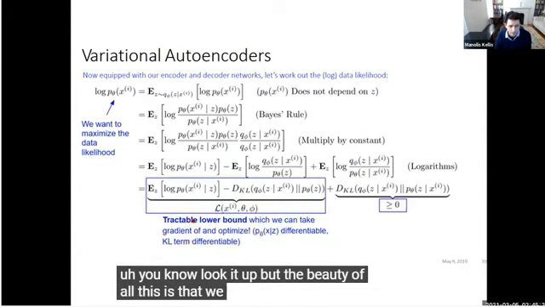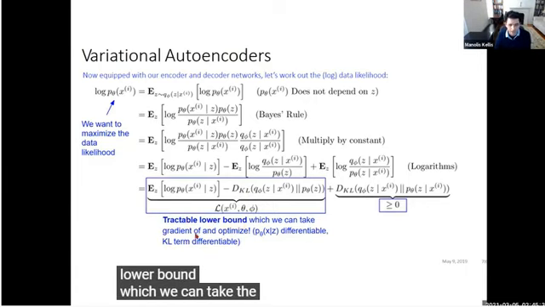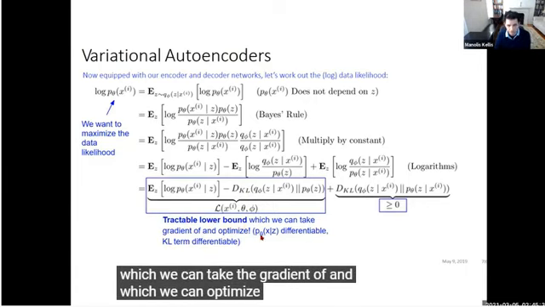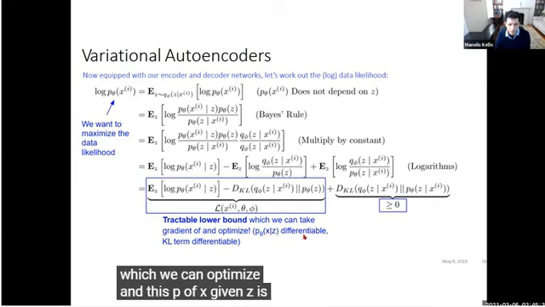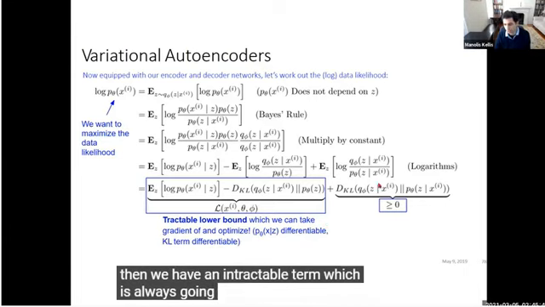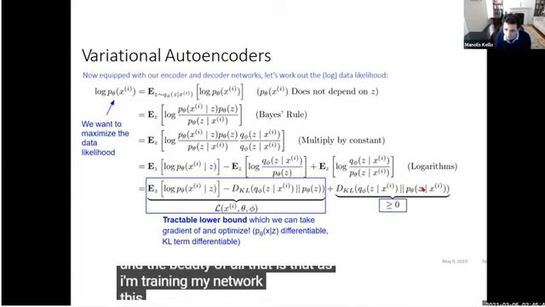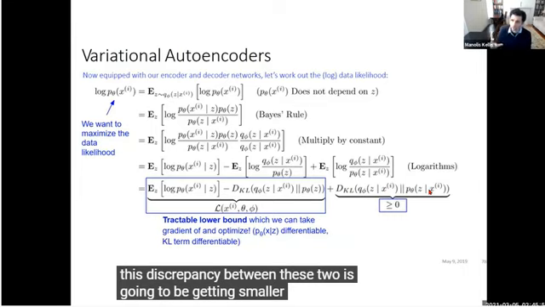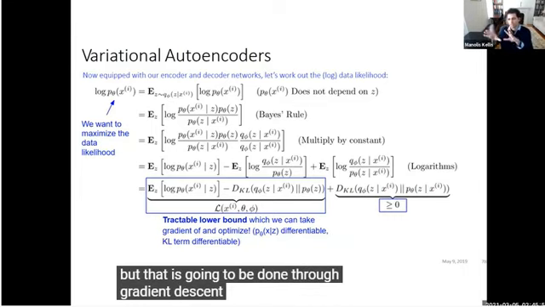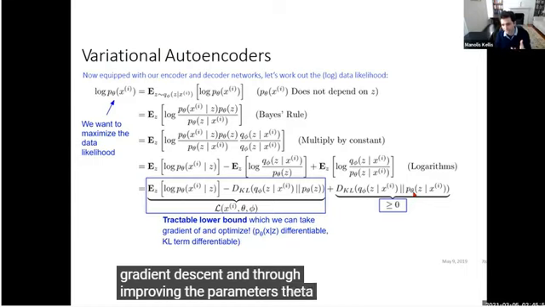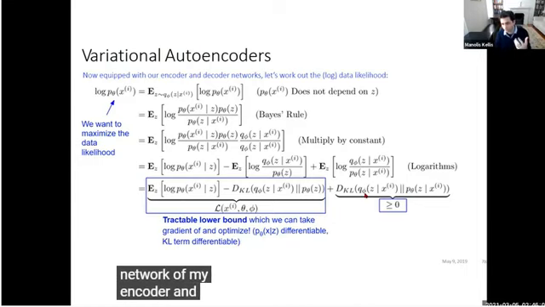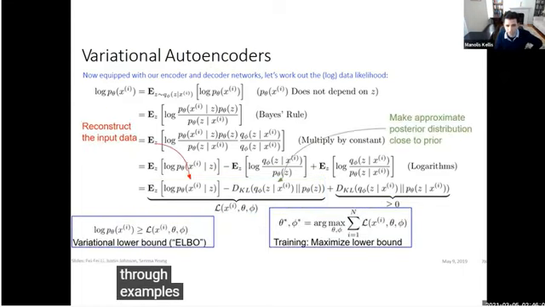But the beauty of all this is that we have a tractable lower bound, which we can take the gradient of and which we can optimize. This P of X given Z is actually differentiable, and the KL term is differentiable. Then we have an intractable term, which is always going to be positive. As I'm training my network, this discrepancy between these two is going to be getting smaller, but that is done through gradient descent and through improving the parameters theta of my network, of my encoder and of my decoder phi. And all of these are going to be effectively improved through examples, okay?